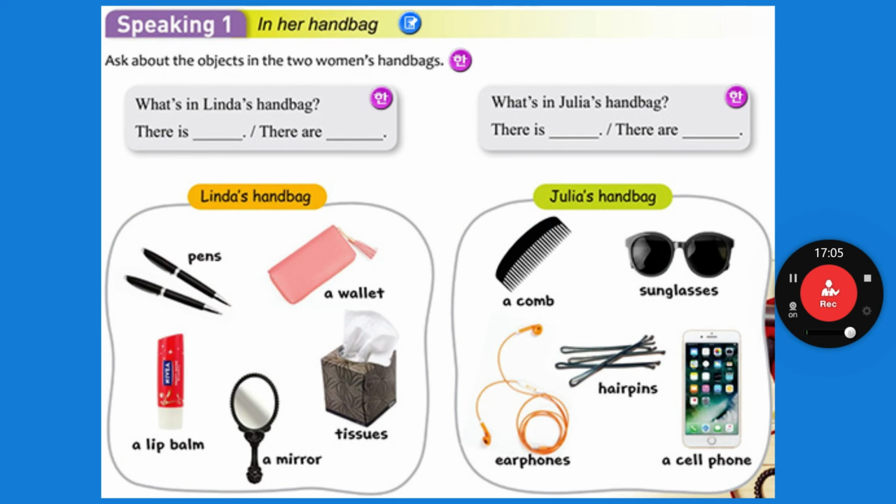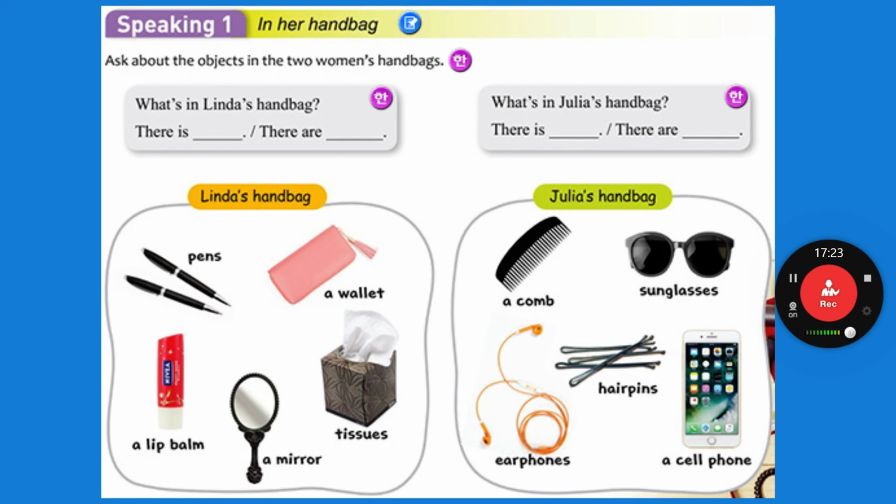Now let's go over the question at the top. What's in Linda's handbag? Listen and repeat. What's in Linda's handbag? Okay, there are pens.